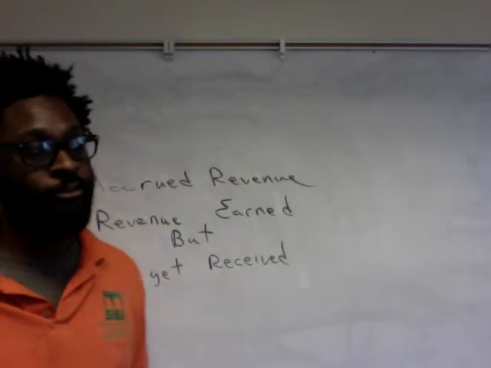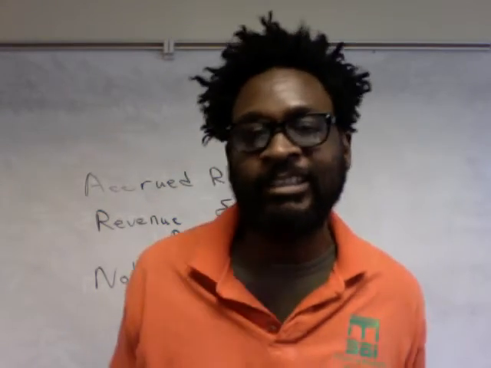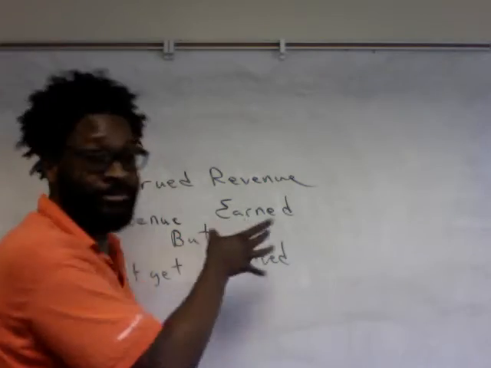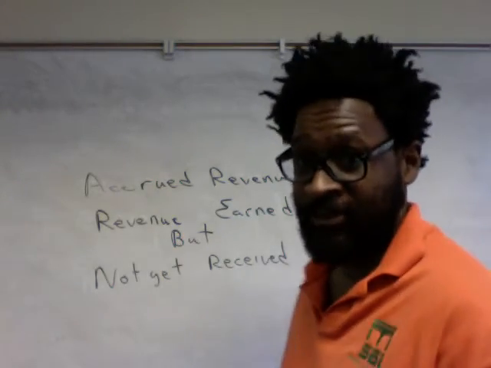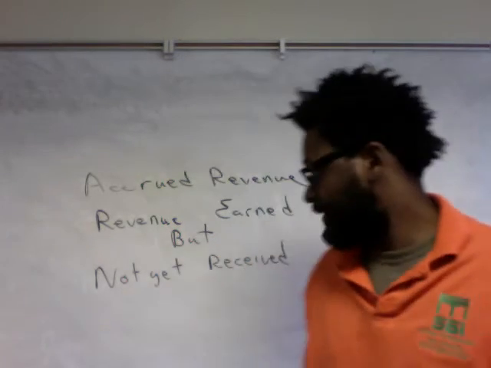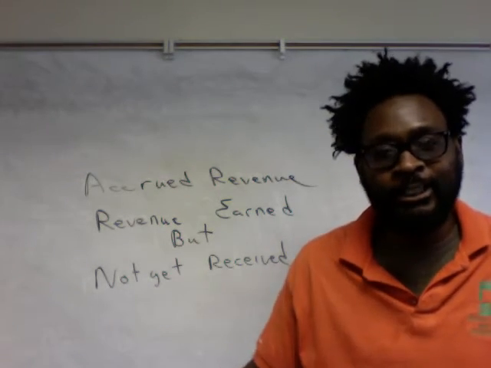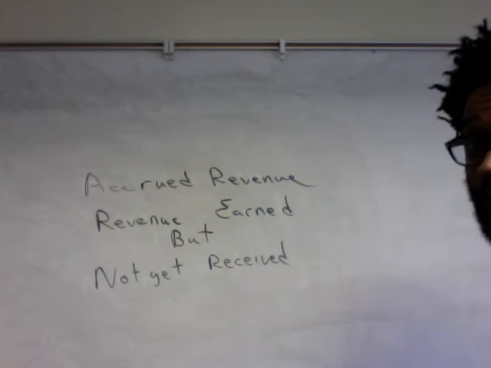So you guys are already familiar with this, honestly, because we've been providing services on account from day one. Now we have a name for that particular transaction. Remember when you provided a service on account and you didn't collect cash? That's an example of an accrued revenue. So we already know how to journalize this. The fact that the revenue was earned means you have to record it and put it on the books.